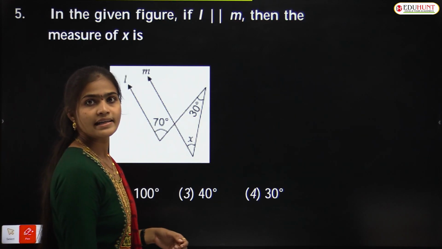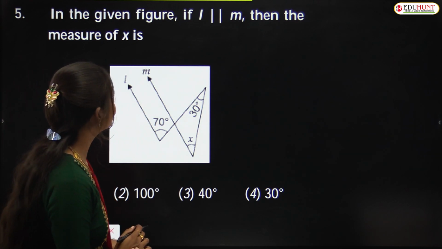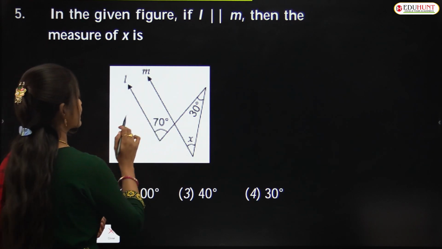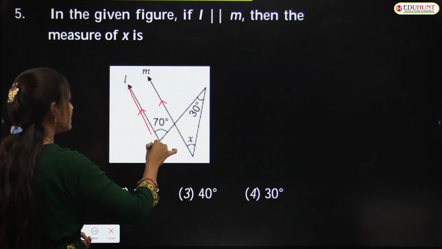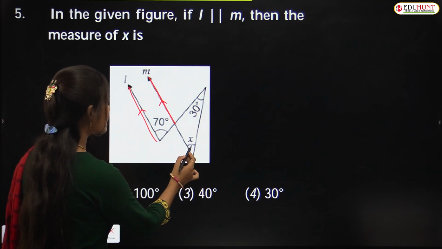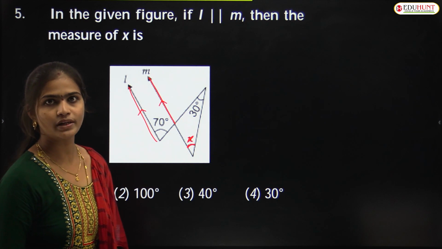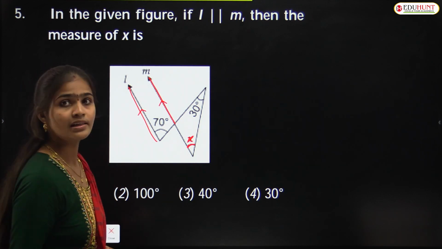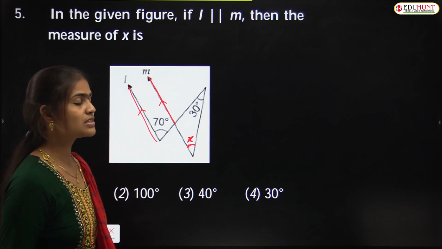Okay. So let us see the next problem. In the given figure, L is parallel to M, then the measure of x. Again they are saying that L is parallel to M. These two lines are parallel, they are saying. Okay. So by using that condition, here x we need to find out. Just observe that question. Just like the previous two questions we discussed, right? So like that only, this one also.